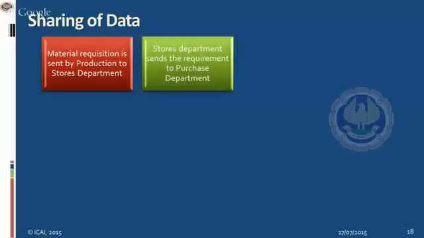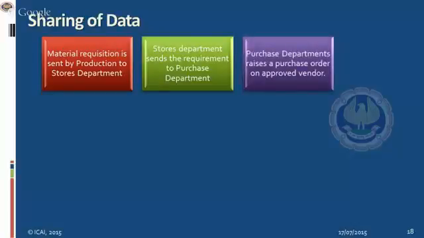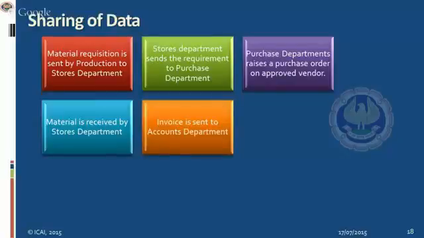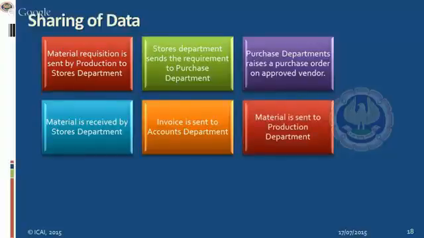Stores department at present does not have the material, so what do they do? They send their requirement to purchase department. Purchase department raises a purchase order on an approved vendor. After the order is sent, material is received by the stores department after some time. After receiving the material, the invoice is sent to the accounts department. This is a purchase transaction, and it must be updated with the finance department also. So the purchase invoice shall be sent to the accounts department. Material is sent to the production department by stores.